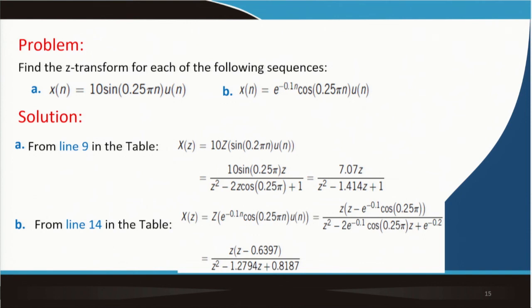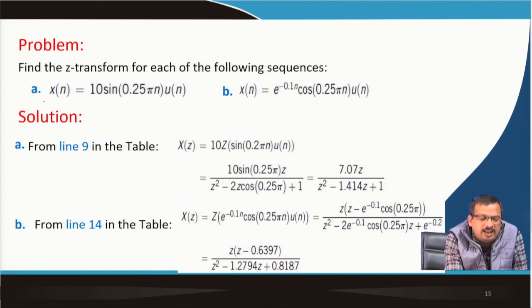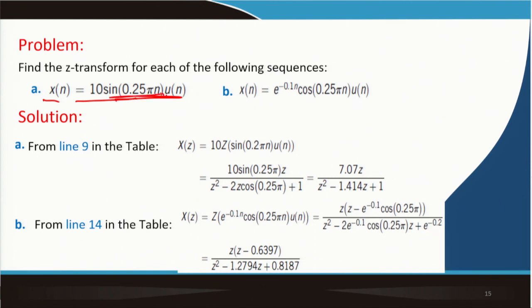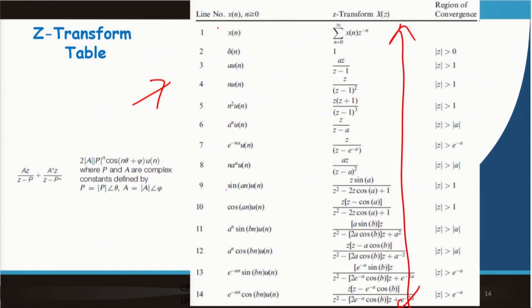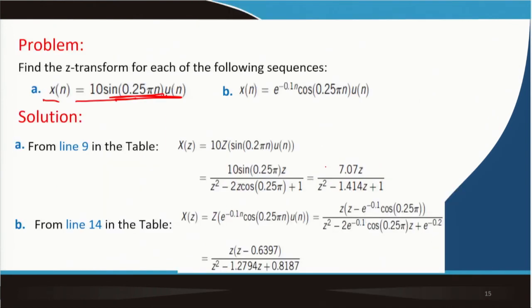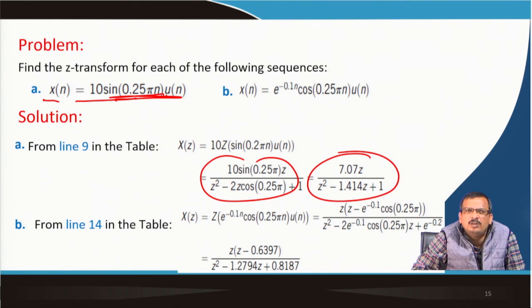Let us say another one, find the Z transform for x(n) equal to 10 sin 0.5 pi n u(n). Line number 9, what is line number 9? Sin of a n u(n), this one is the Z transform. So, you just put the value, you can get this Z transform. Or you can do it from the definition, the sum of x(n) z to the power minus n, n equal to minus infinity to infinity, put that value and find out the Z transform.